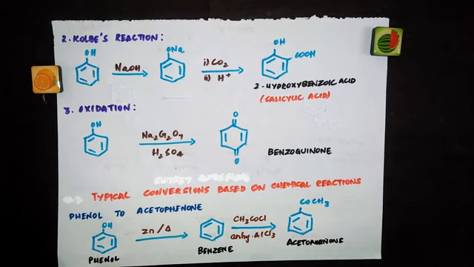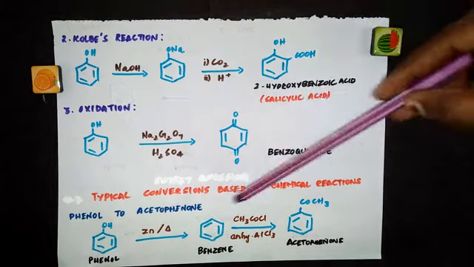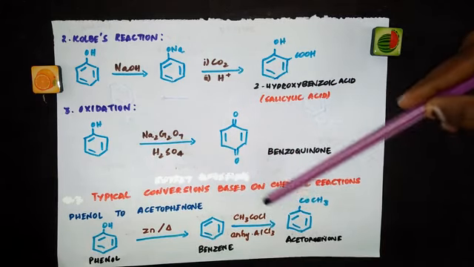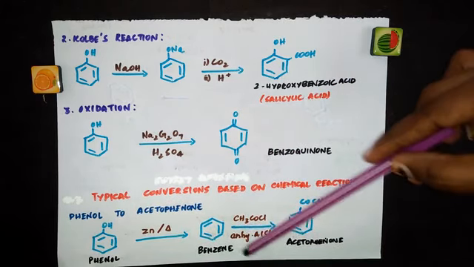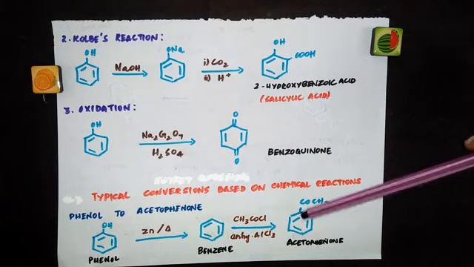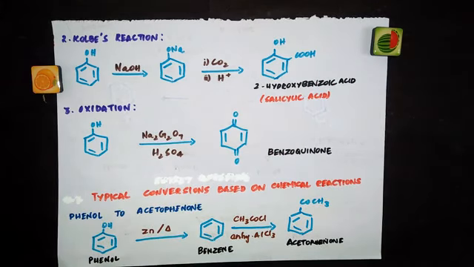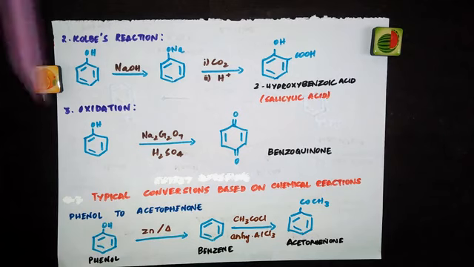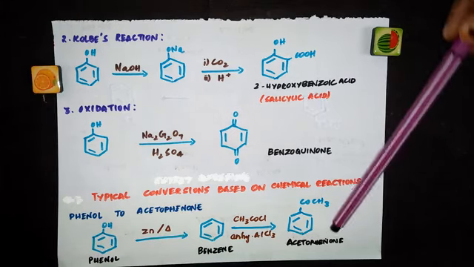When you treat benzene with acetyl chloride in the presence of anhydrous aluminum chloride, you can acylate the benzene ring. So this we have learned in Friedel-Crafts acylation. So now the question is, how will you convert phenol into acetophenone?